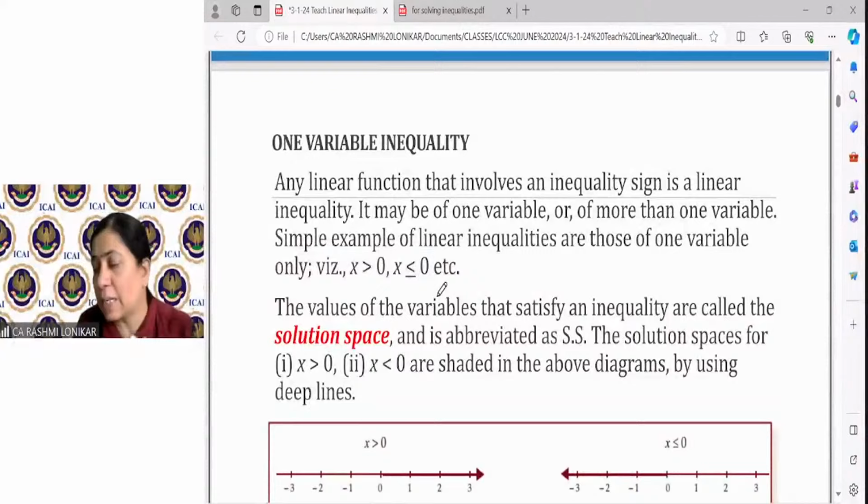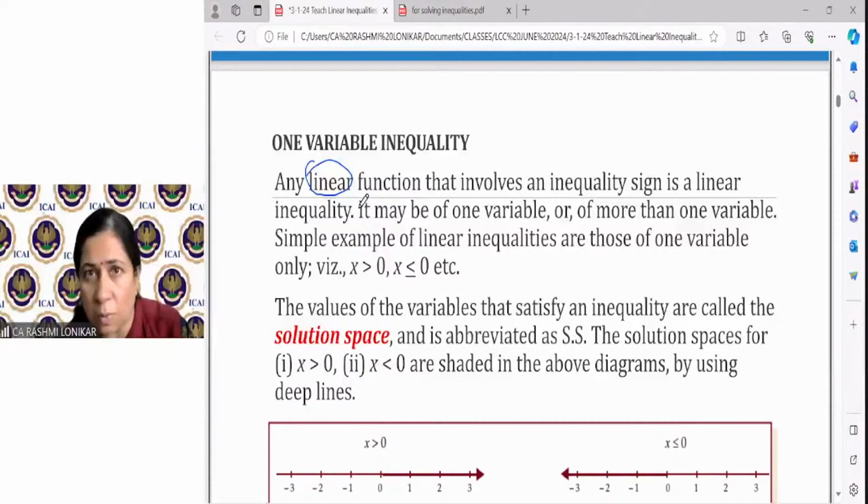Now, let us talk about the two types of inequalities that we are going to deal with. One is one variable inequality. Any linear function that involves an inequality is a linear inequality. It may be of one variable or more than one variable. The concept is that it should be linear. Otherwise, you may have quadratic inequality also, but we are just talking about linear.